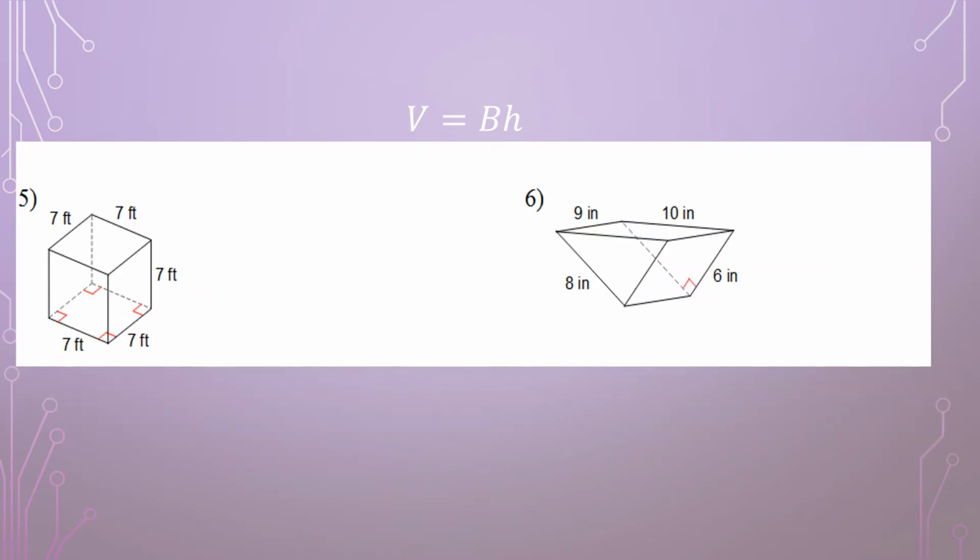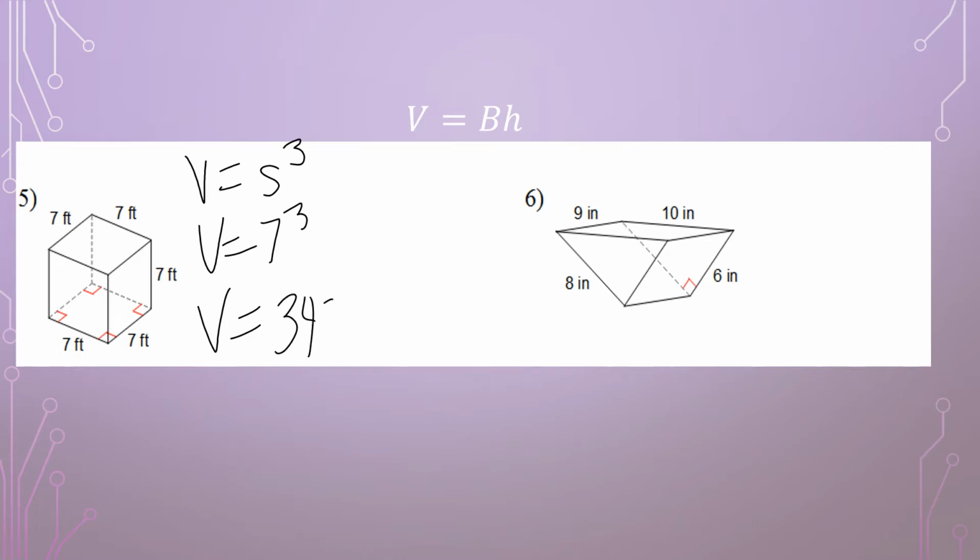So number 5 is a cube, and this is what I was talking about earlier. Since it is a cube, you know that each side is the same height, length, width. So volume of a cube is just s to the third because you have all of the same lengths there. So all we really need to do is 7 to the third power, which is 7 times 7 times 7. You can put that into your calculator, use the little caret button, and you get 343 feet cubed.